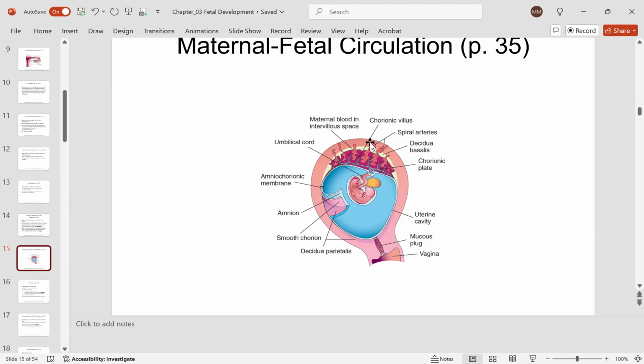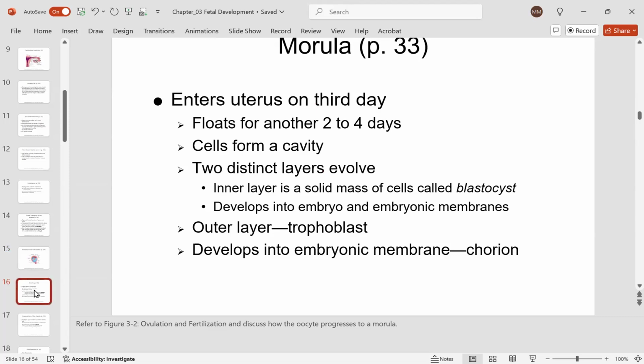So this helps you understand if there's, for example, an abruptio placenta. Imagine when this rips away, it's ripping arteries and veins out of the wall of the uterus. So that's why it hurts. Okay. Helps make a little more sense. All right. Okay. Moving forward.